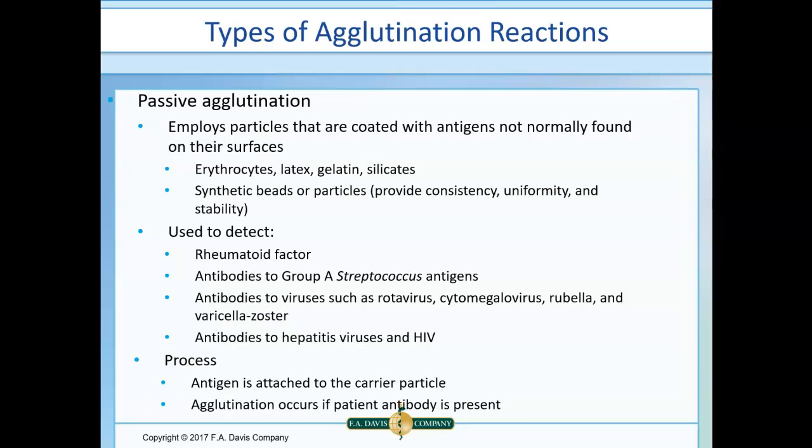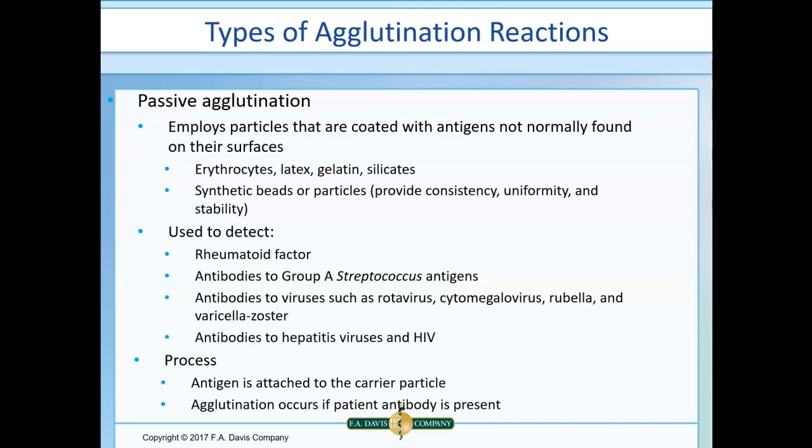The next type is passive agglutination. Passive agglutination employs particles that are coated with antigens not normally found on their surfaces, such as erythrocytes, latex, gelatin, silicates. I would say the most common one that you'll come across in medical laboratory science is latex. So these are synthetic beads or particles that provide consistency, uniformity, and stability. It makes that reaction easier for us to see.